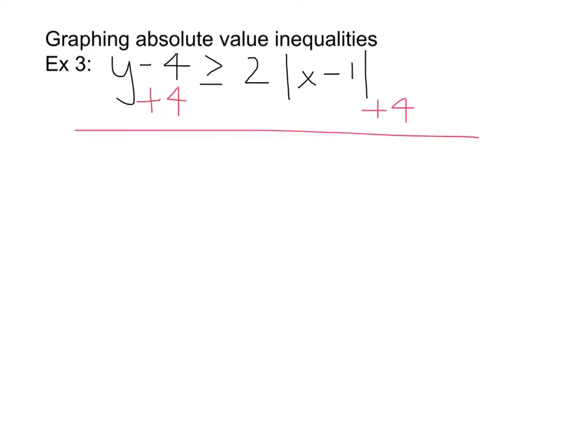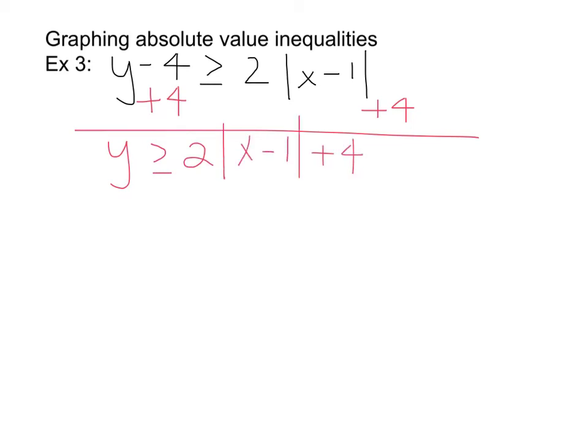Example 3, we're going to move on to graphing absolute value inequalities. So no longer are they just lines, they can also be our absolute value graphs, which look like a V. So we have y minus 4 is greater than or equal to 2 times the absolute value of x minus 1. Hopefully you notice that this is not in the general form that we learned in section 2.7. So to get it in general form, all we're going to do is take the 4 and add it on to the end. So that gives me y is greater than or equal to 2 times the absolute value of x minus 1 plus 4.